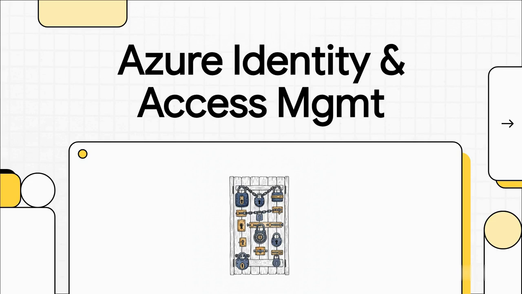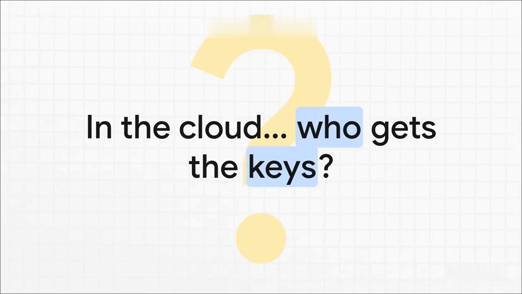Let's get into it. So think about it like this. Your cloud is basically a high-tech fortress. You've got all your valuable data and applications inside. And your team, well, they need to get in and do their jobs. But who gets a key? And maybe more importantly, who gets the master key that opens every single door versus a key that only opens one specific room? Getting this right, it's the difference between a secure, smooth project and a potential disaster waiting to happen.